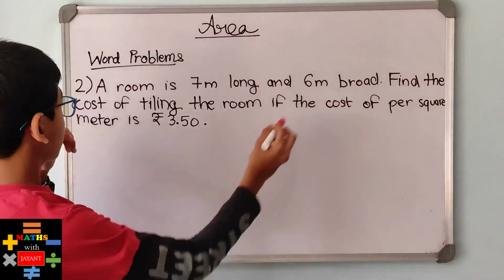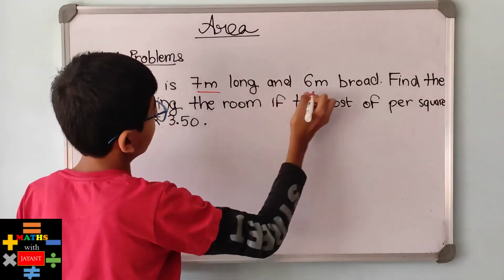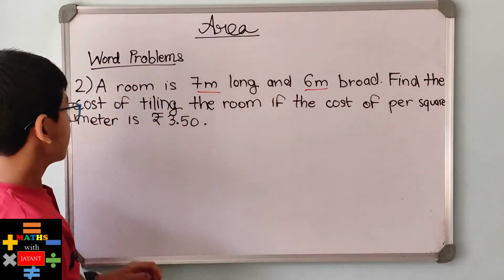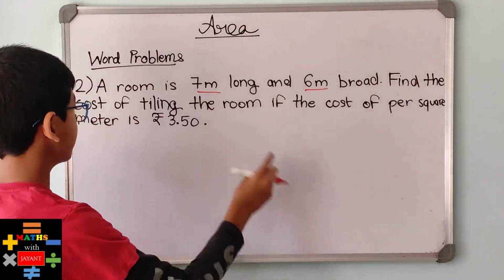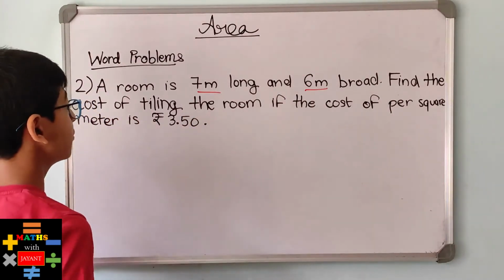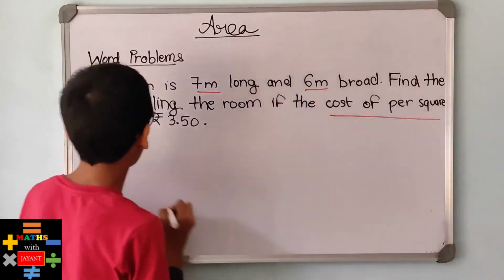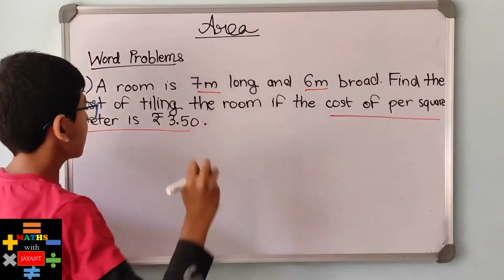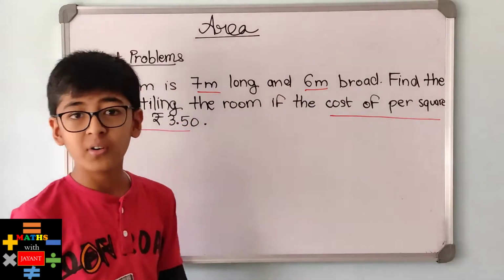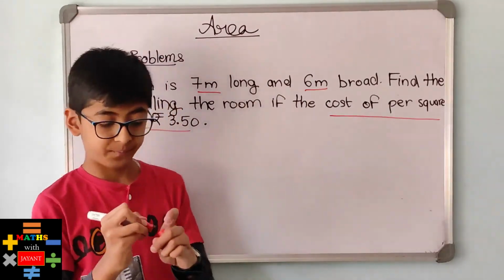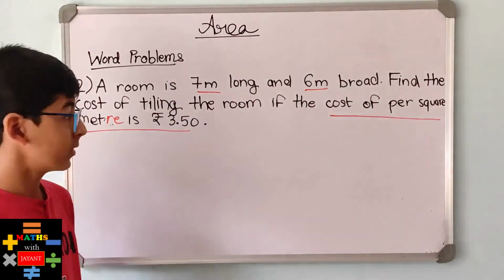Over here, there's a room. The room is 7 meter long and 6 meter broad. So this is given about the room. So what we need to find? We need to find the cost of tiling the room if the cost of per square meter is rupees 3.50. So how will we solve this question? So first we will find the area of the room.